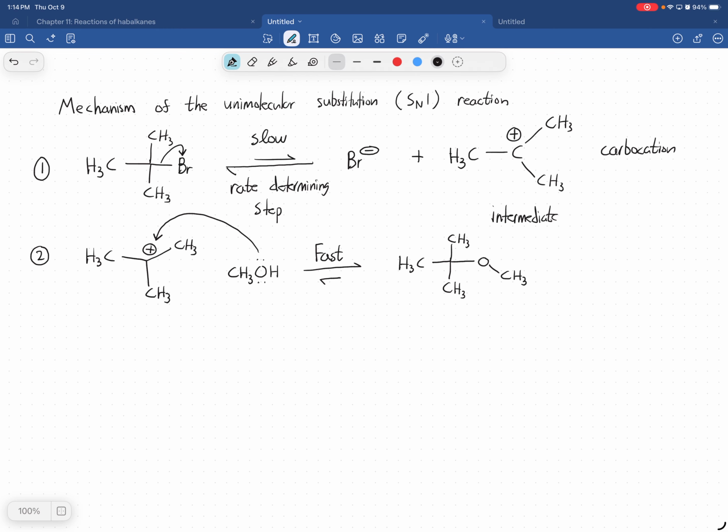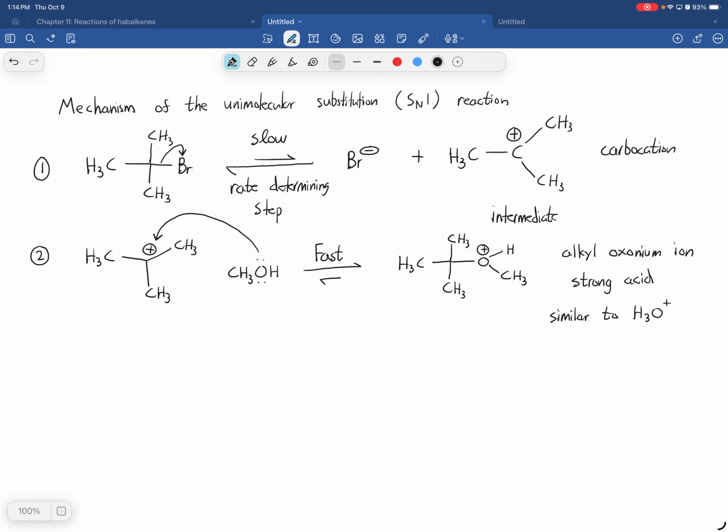OCH3. All right, so this is called an alkyl oxonium ion. These ions are very acidic. This is a strong acid, very similar to, remember, hydronium, H3O+.